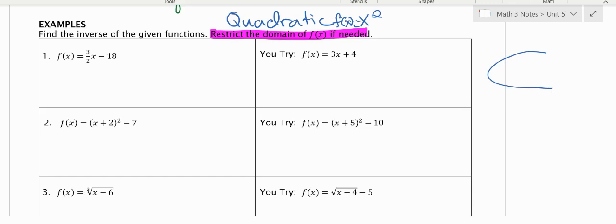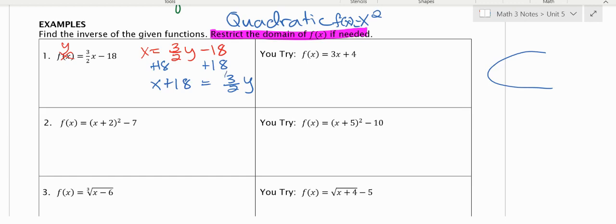So for our inverse, what we're going to do is switch the x and the y. So instead of f of x, I'm going to write y. And now I'm going to switch x and y up. So I have x equals 3/2 y minus 18. And now we're going to go ahead and just solve for y. And this is going to give us the inverse of that function. So I'm going to add 18. And this is just a linear equation. So this isn't even a radical. This is kind of a review of something we've seen.